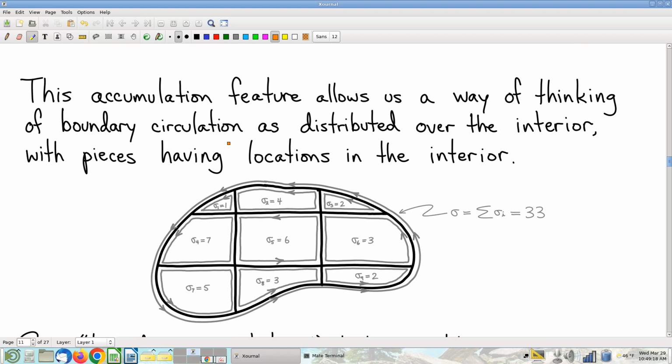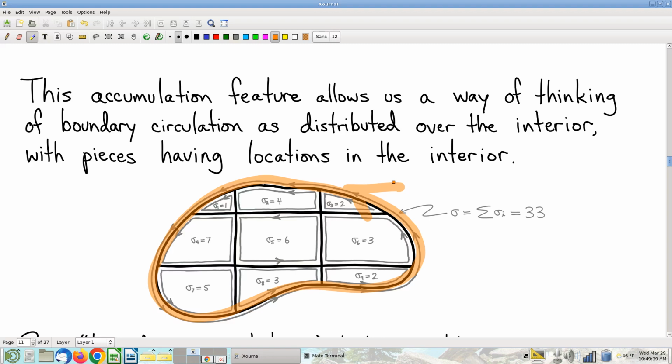it's tempting to think of boundary circulation, such as this here, as a feature of the perimeter. Right? Because after all, that's where it's computed. This boundary circulation is computed on the perimeter. We think of it as a feature of the perimeter. Again, I remind you, let's not think of it that way.